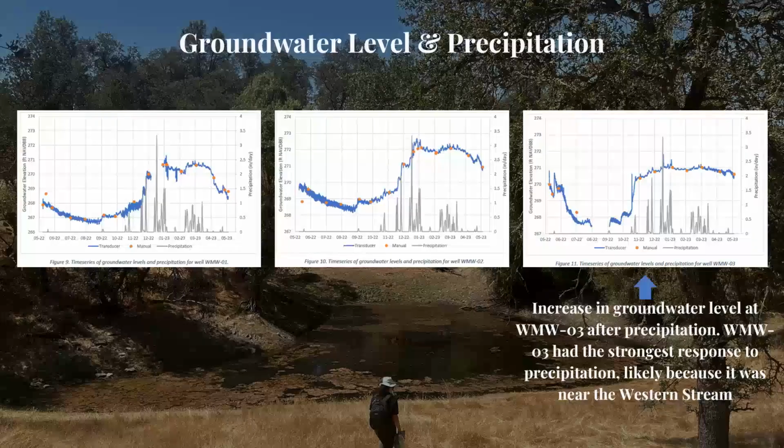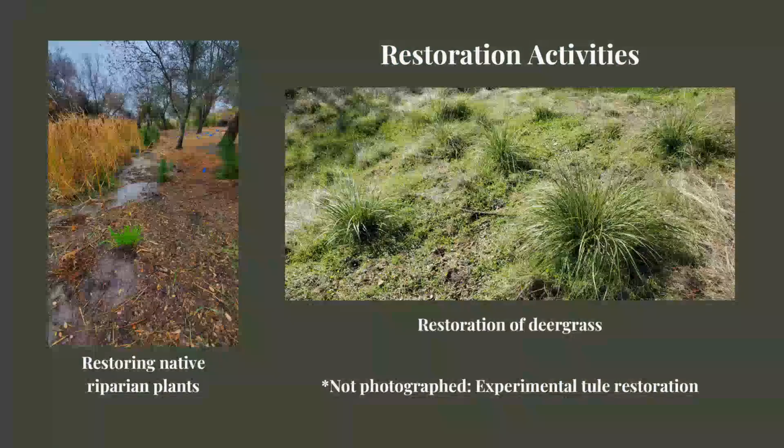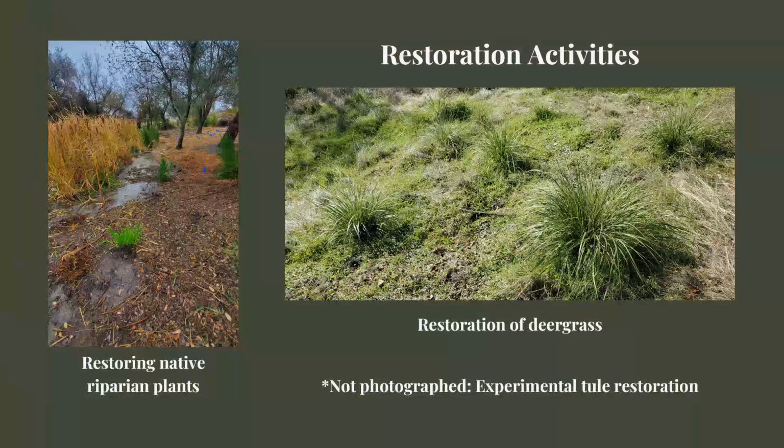So on restoration activities, these are a bit outdated photos, but we have some deergrass restoration and some other riparian native plant restoration. These are old, so they are much more grown in by now. And then definitely not photographed, I wanted to mention that some of our restoration activities end up being a little bit more experimental, especially as we're trying to rebuild the cultural health of our wetlands, which I'll touch on more.